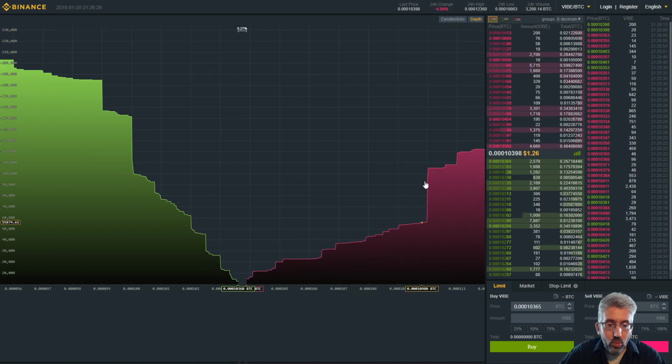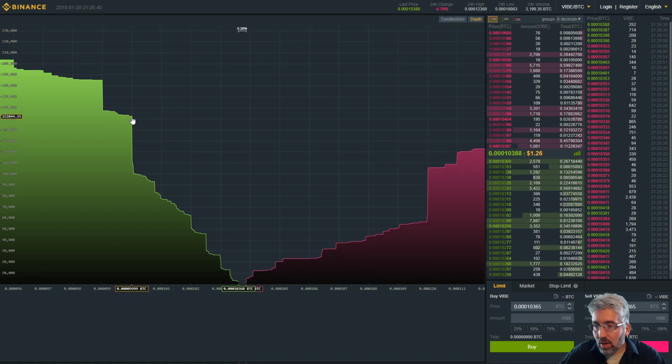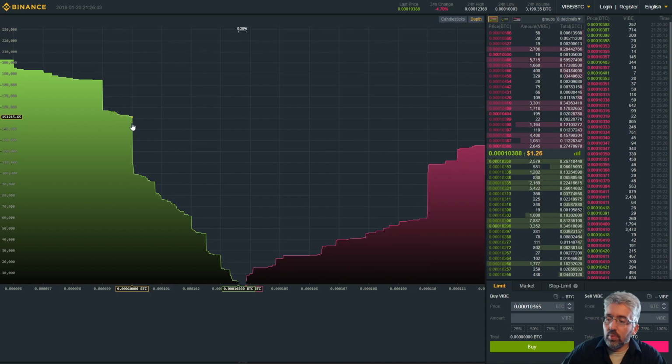So there's going to be more volume. People want to sell higher. As you can see here, around 11,000 Satoshi, there are going to be a lot of sellers. Just like here at 10,000, 1,000 less, there's a lot of buying going on.